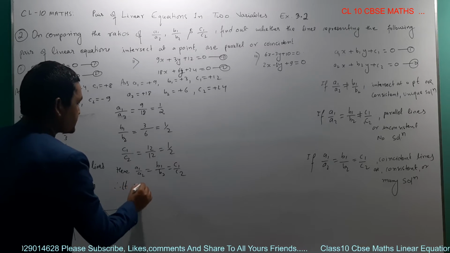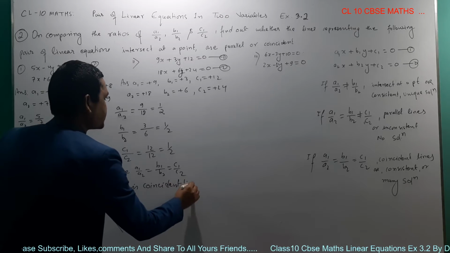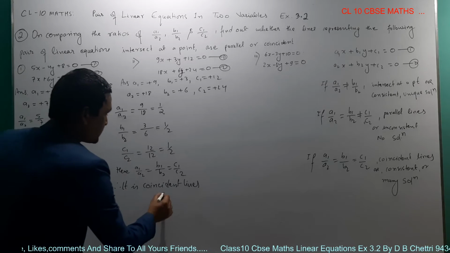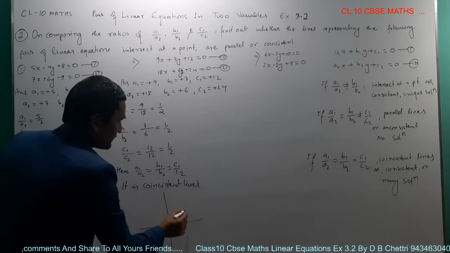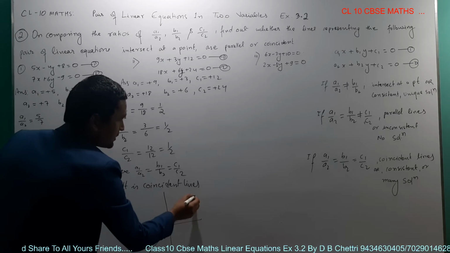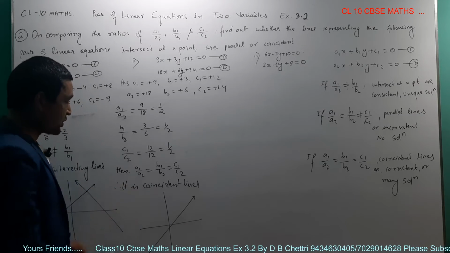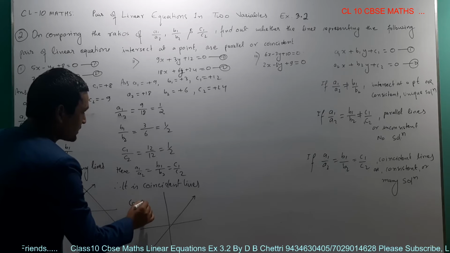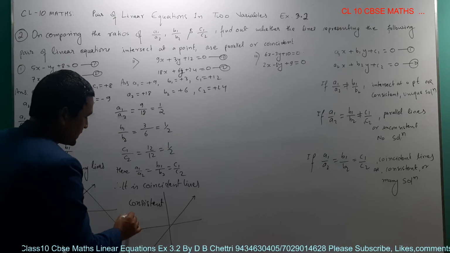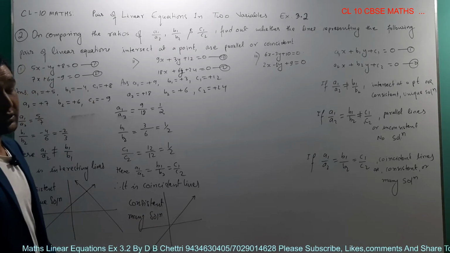Therefore, it is coincident lines. Coincident lines means both lines pass through the same points. If you want to draw the graph of this one, if one line passes this way, the other line also passes through the same line. That means the graph of the two equations is the same. This is also called consistent, and their solution name is many solutions, an infinitely large number of solutions.